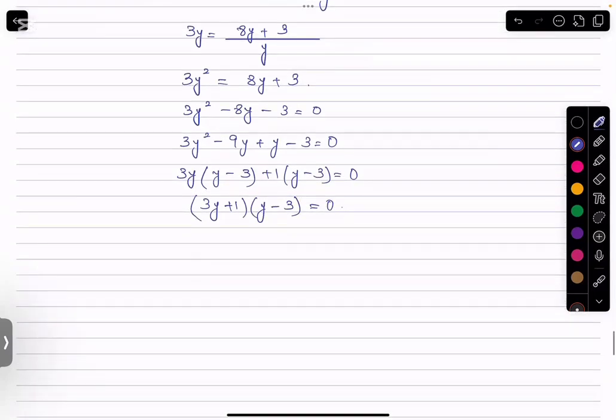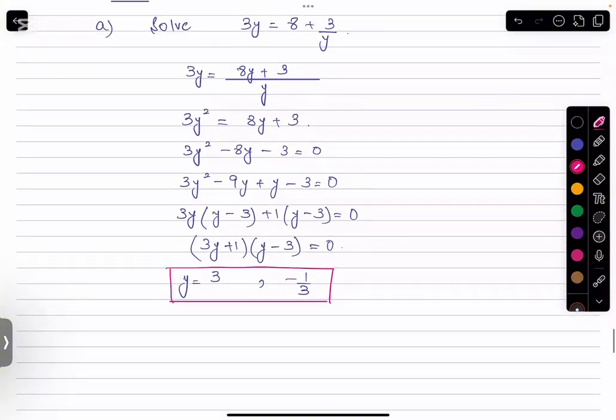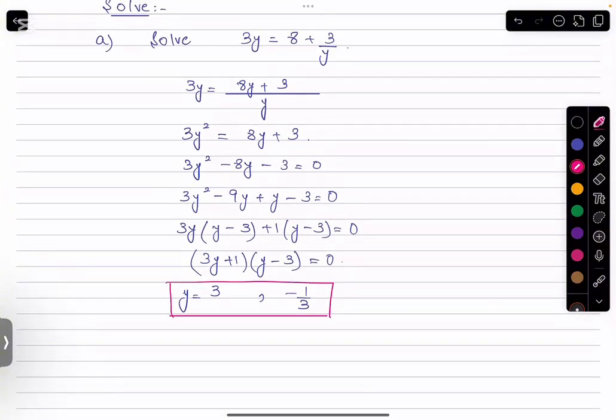So what are the two y values? 3 and minus 1 upon 3. Okay, so we have done the first part, right? हमने y को solve किया and then simple हमने factorize किया. Quadratic equation थी, factorization से we are now having the two values of y.